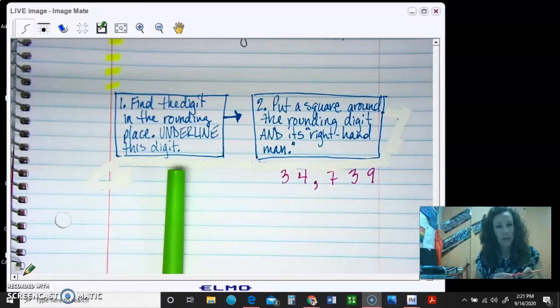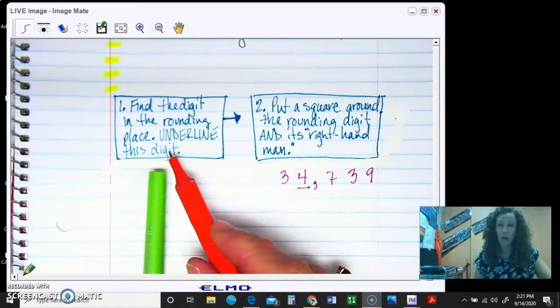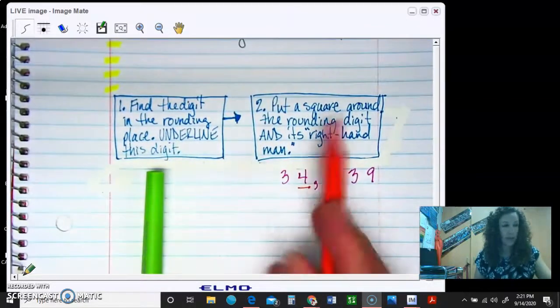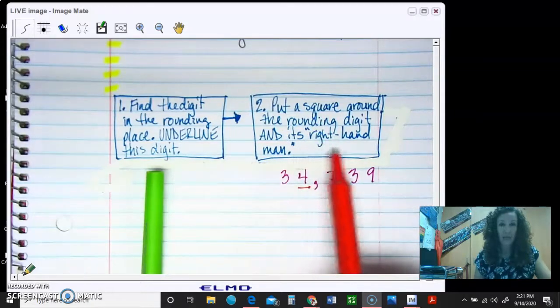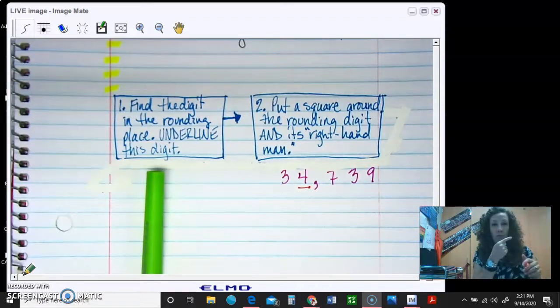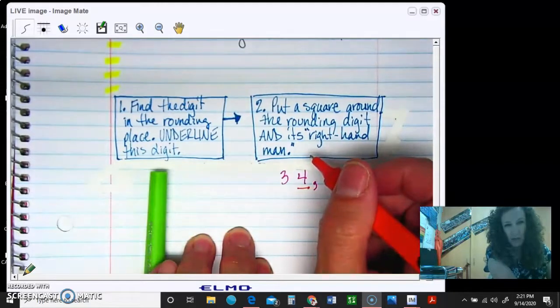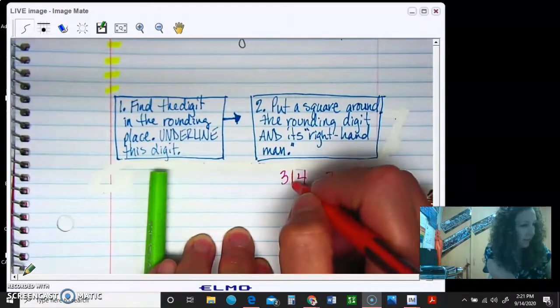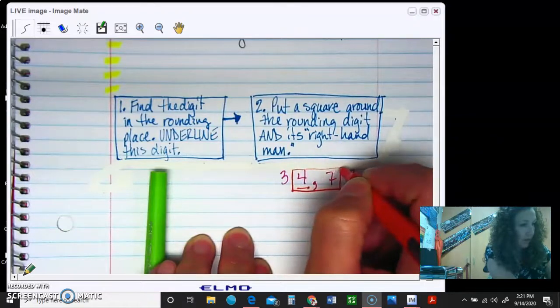Since I'm rounding to the nearest 1,000, I find what is in the 1,000 spot. What digit is in that position? Well, it's the 4. So now I've underlined that digit. Now the second step is to put a square around the rounding digit and its right-hand man, which means the digit to the right of it. It's not really a square, rectangle is better. I'm just going to say box it up, okay? A box around that rounding digit and the digit to the right of it.